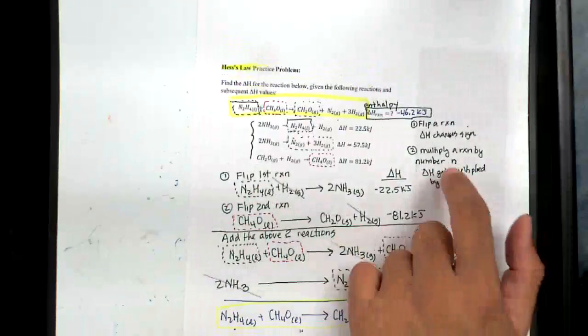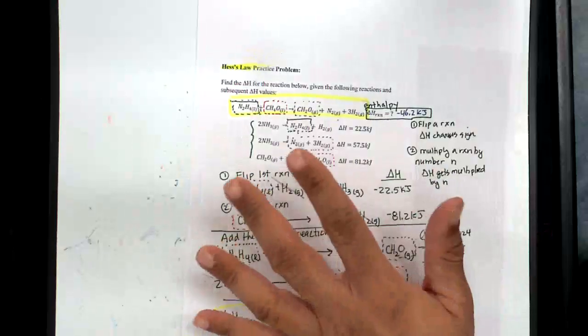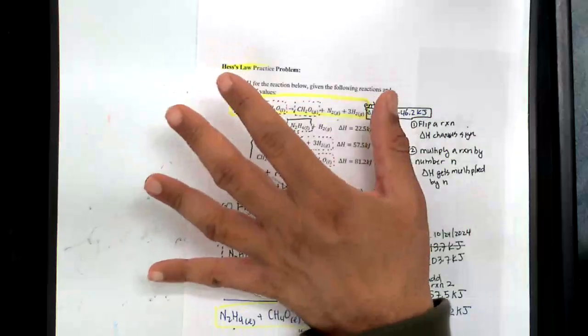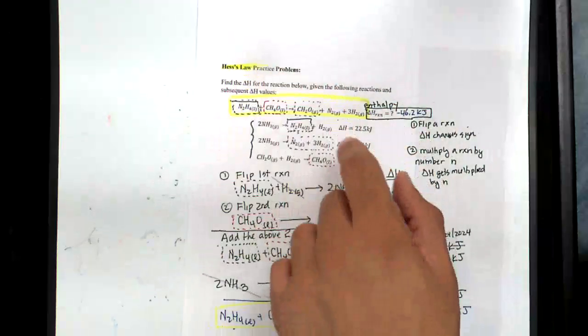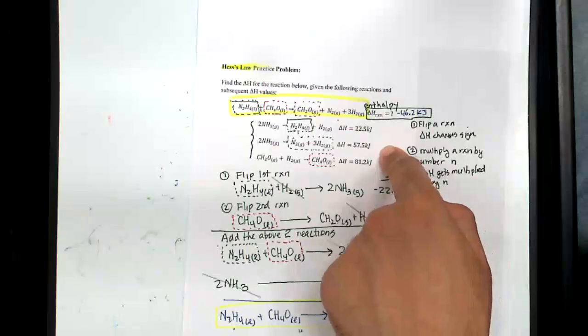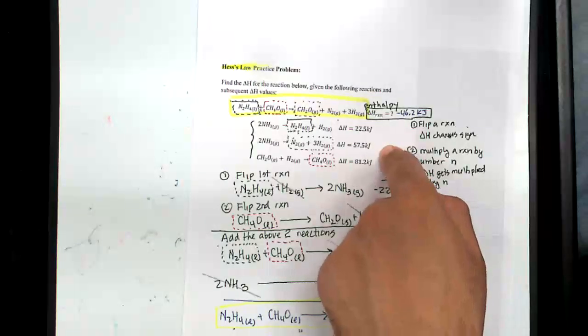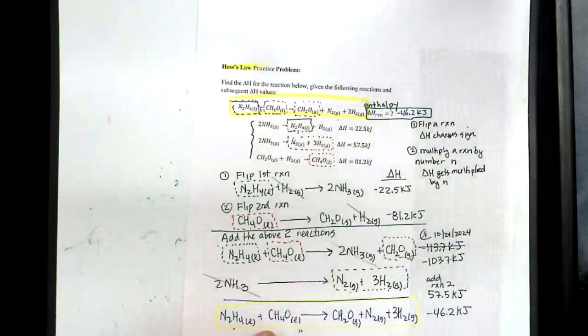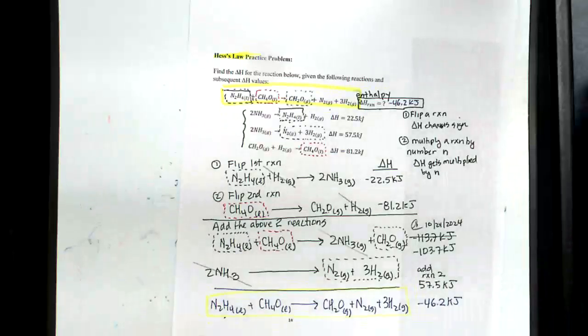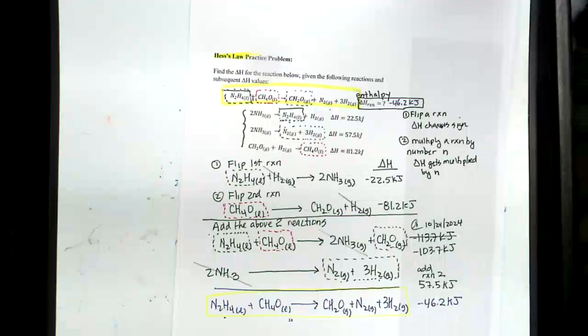So be careful, because sometimes you may have to multiply a reaction by 2, 3, 1/2, whatever it is. Okay, we didn't have to, but sometimes you may have to multiply a reaction. If you multiply a reaction, what do you do to the delta H? You multiply it by 2 as well.